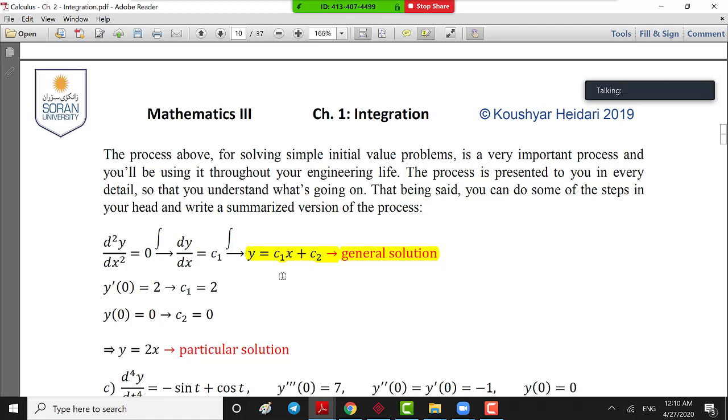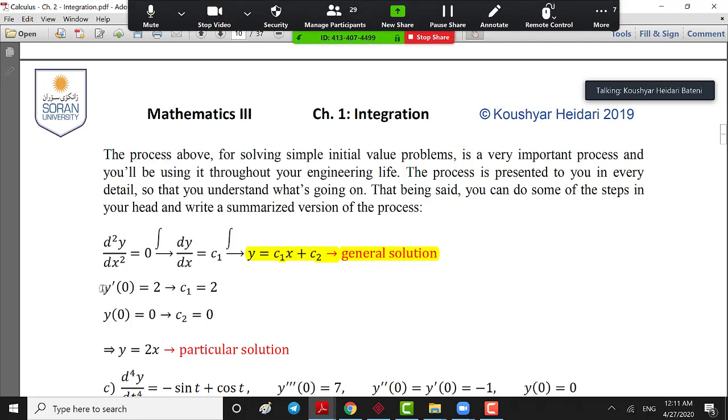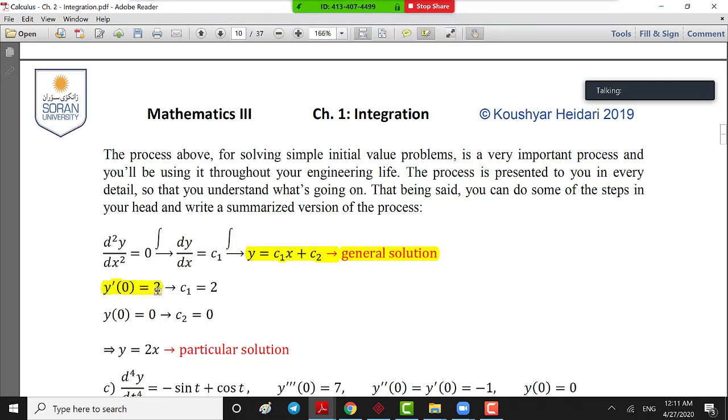Now, because we have two undetermined constants, we also need exactly two initial conditions to determine all the undetermined constants. And we are lucky and we have the two initial conditions that we need. The first one said the derivative of y at 0 is equal to 2. So this is y, its derivative with respect to x is c1. That means c1 is equal to 2.